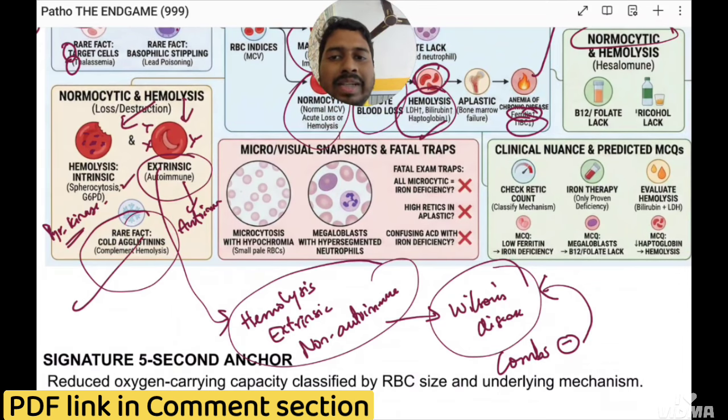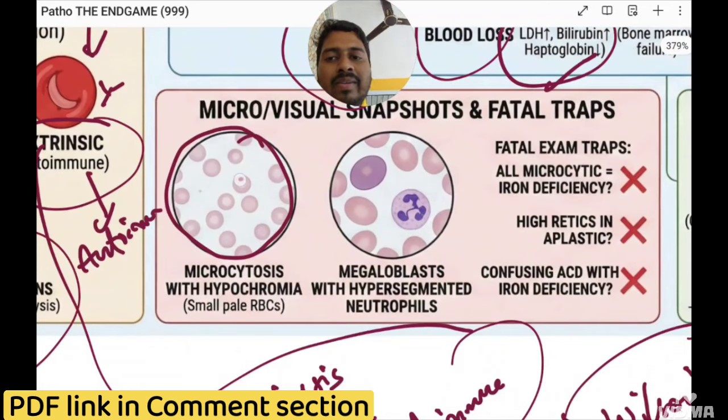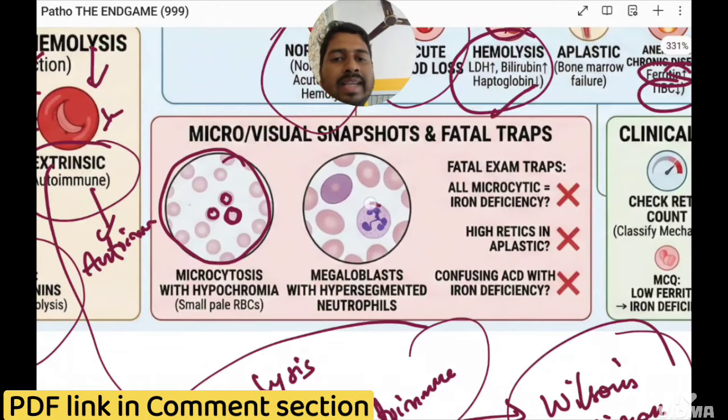So this is what hypochromic microcytic anemia looks like. See, there is central pallor. So this is hypochromic, and the cells are also smaller in size, so it is microcytic. See here, a hypersegmented neutrophil with large RBCs.